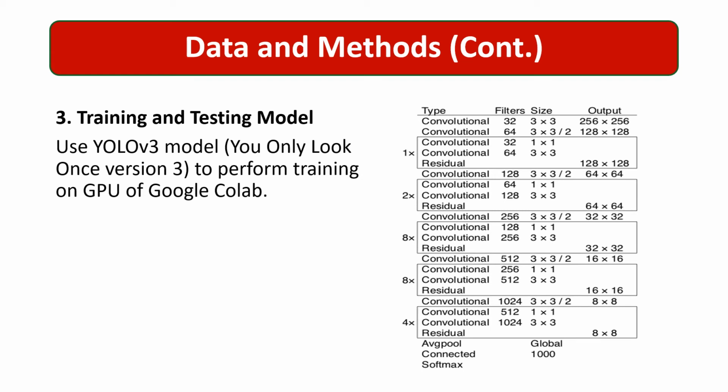Before training, the dataset is split into a training set, which includes 48 images, and a testing set, which includes 28 images. The model resized the image size into 32 by 32 pixels and divided into 64-bit batches to speed the training process. The model contains 53 convolutional layers and is followed by a batch normalization layer and a leaky ReLU activation. We performed the training on a powerful GPU of Google Colab.